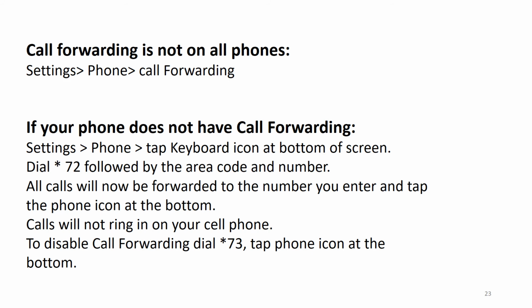Call forwarding is not on all cell phones. If your phone does not have call forwarding, go to Settings, Phone, tap the keyboard icon at the bottom of the screen, and dial *72 followed by the area code and number. All calls will now be forwarded to the number you entered. Tap the phone icon at the bottom. Calls will not ring in on your cell phone. To disable call forwarding, dial *73. Tap the iPhone icon at the bottom.